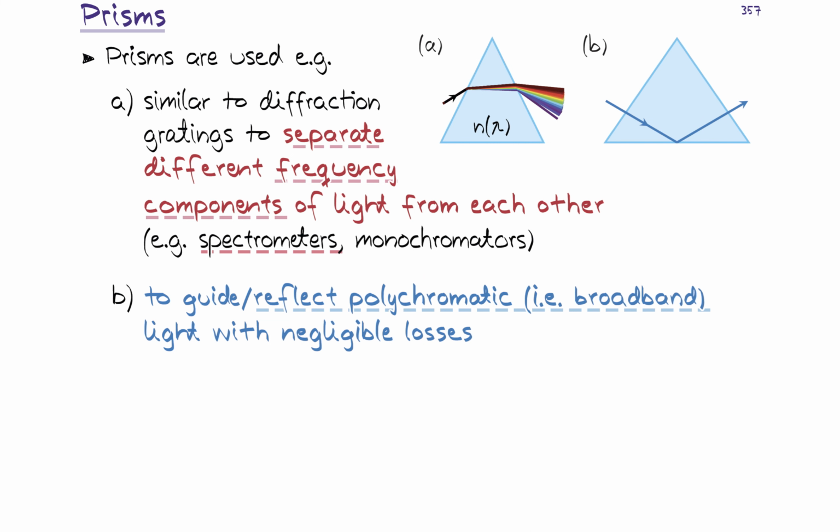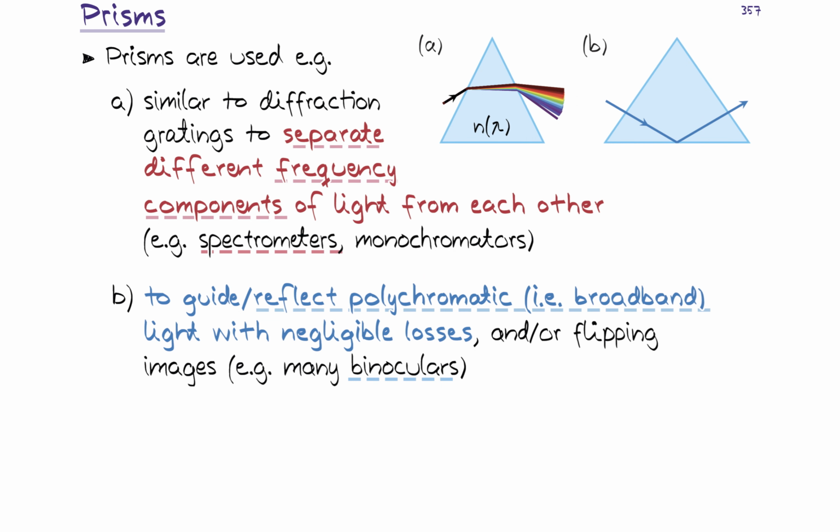Many times they are also combined with spectrometers, and you can make nice implementations using them. The second possibility is that you can guide or reflect a polychromatic, broadband source of light with negligible losses. Yes, I made it. It's a very tough word to pronounce. And at the same time, you can flip images if you wish to do so.